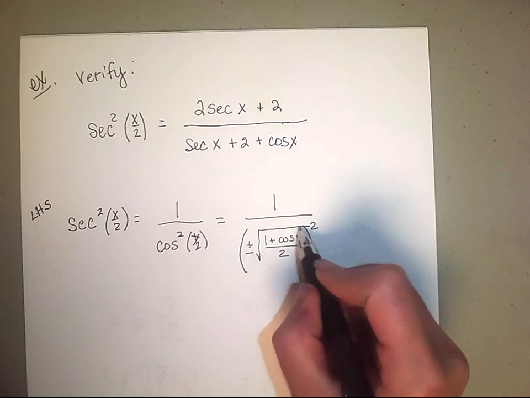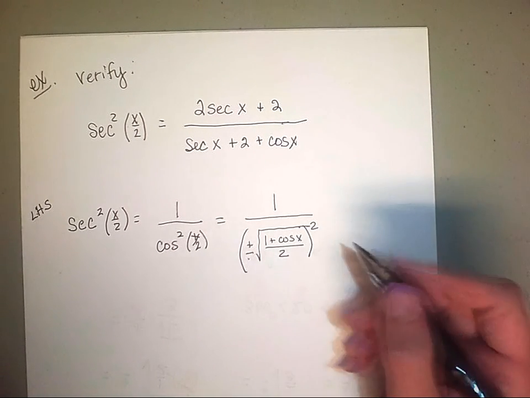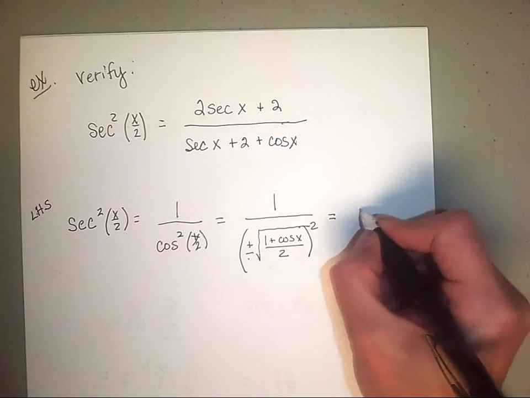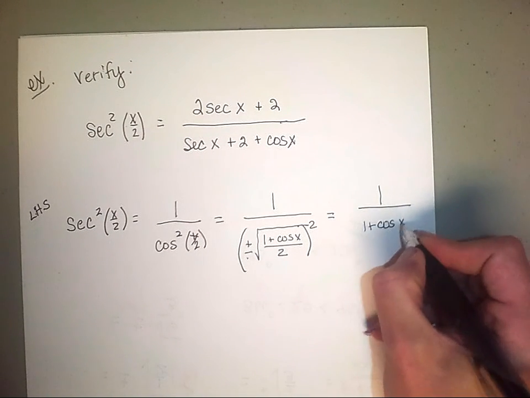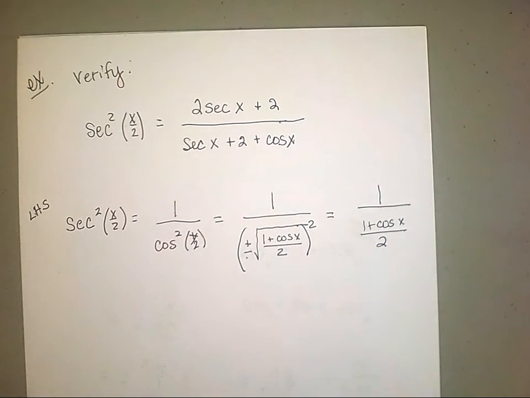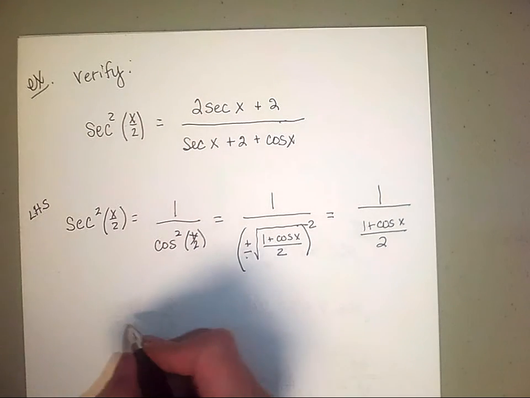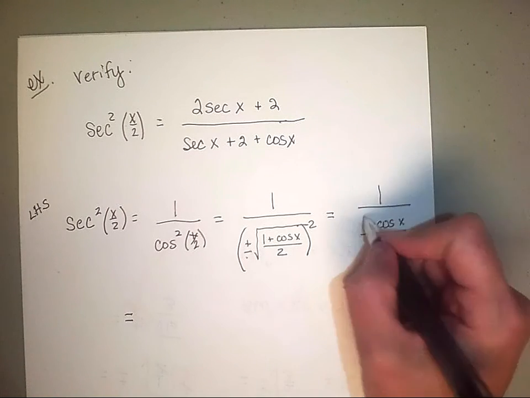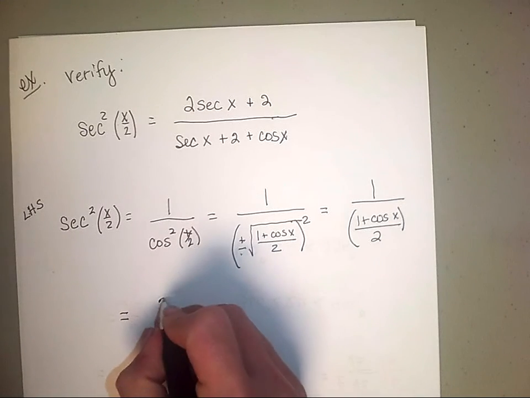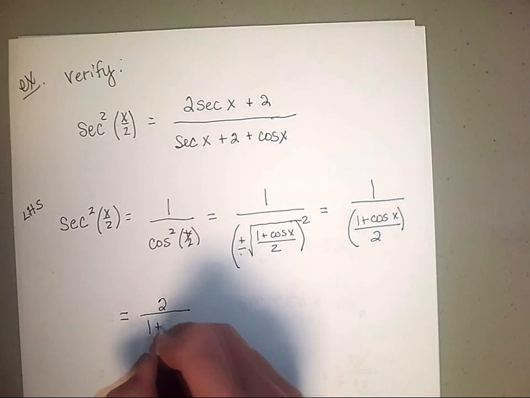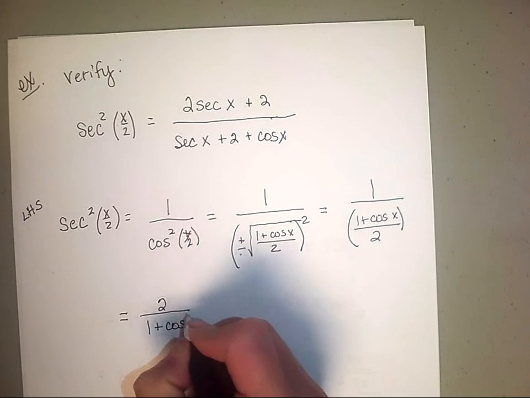Now this squaring will undo the square root and the plus or minus, okay? Because anything once it gets squared will stay positive. So this will be 1 over 1 plus cosine of x over 2. Which if we invert and multiply this thing, that dividing by 1 divided by that, that's going to take the reciprocal, so we'll get 2 over 1 plus the cosine of x.